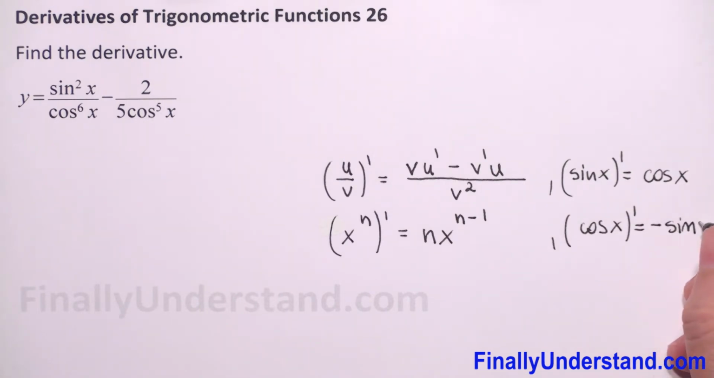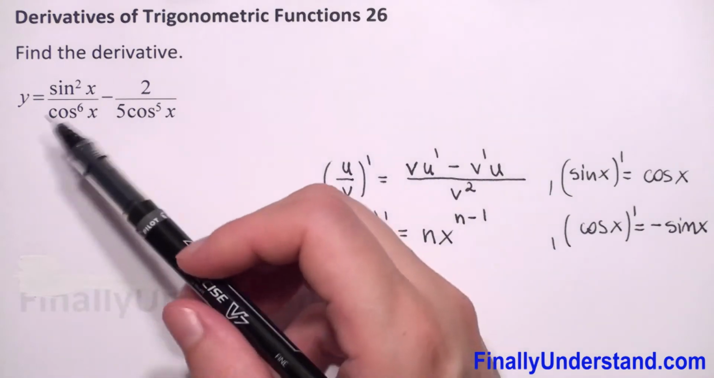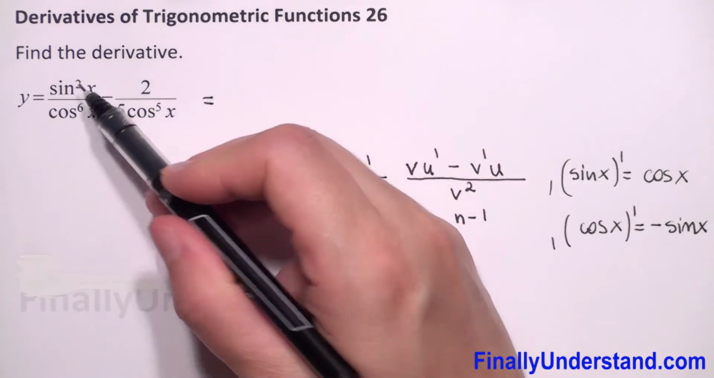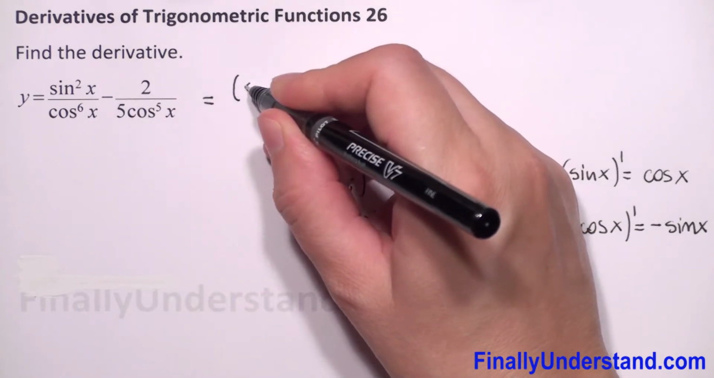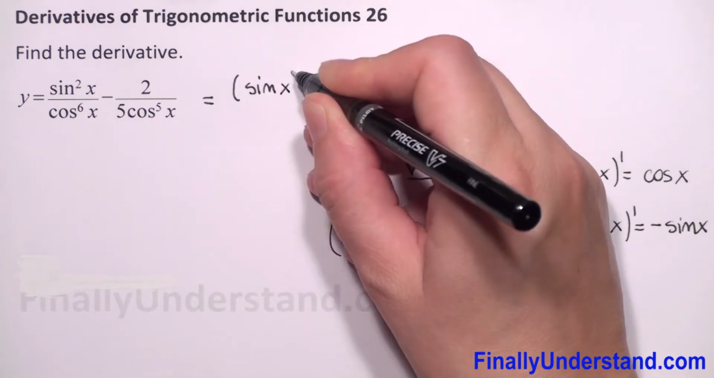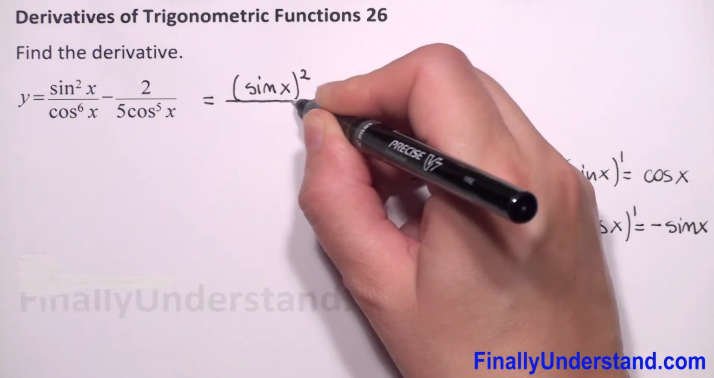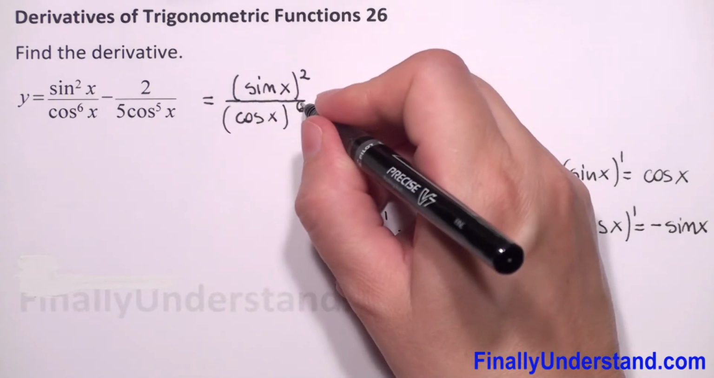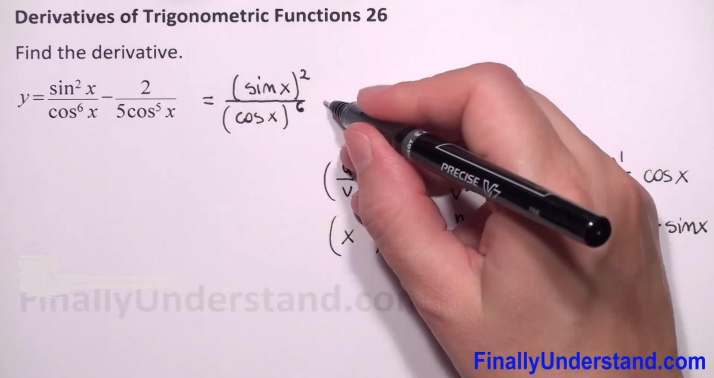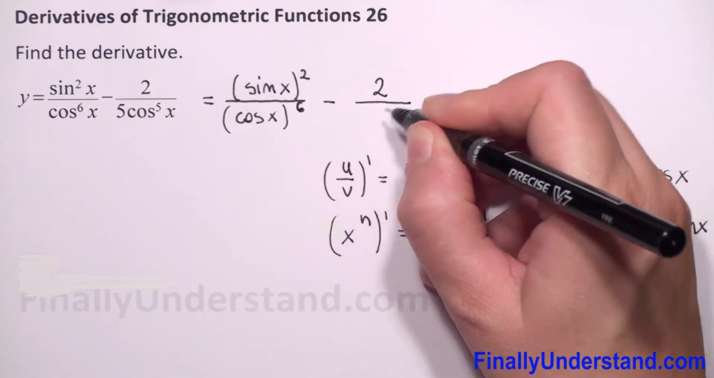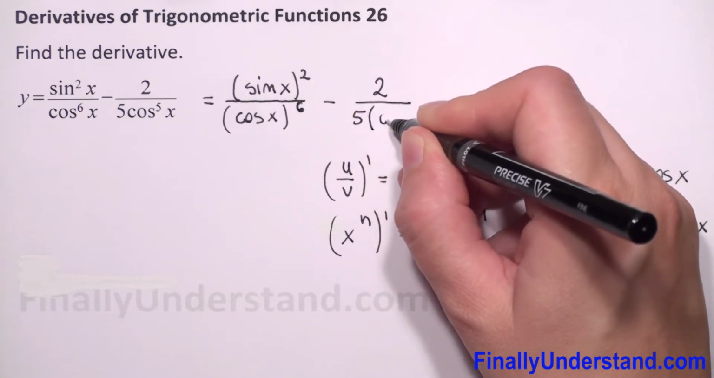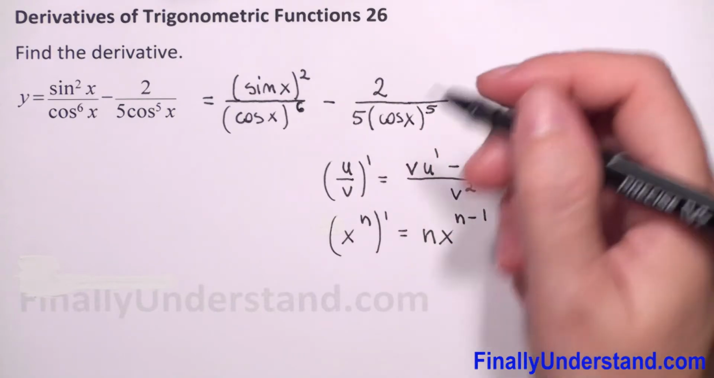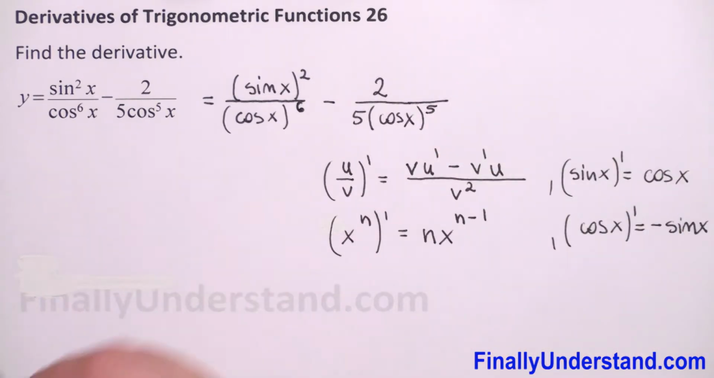Before we find the derivative of our function, let me remind you that when we have sine square, it means we have sine of x to the second power over cosine of x to power 6, minus 2 over 5 times cosine of x to power 5. Now we can find the derivative of our function.